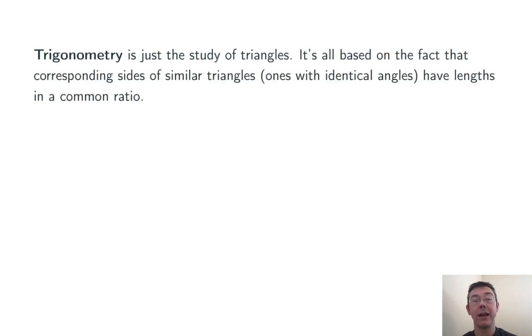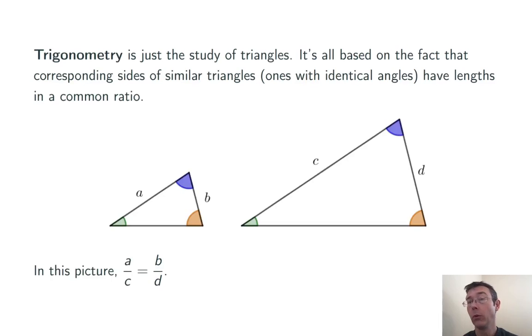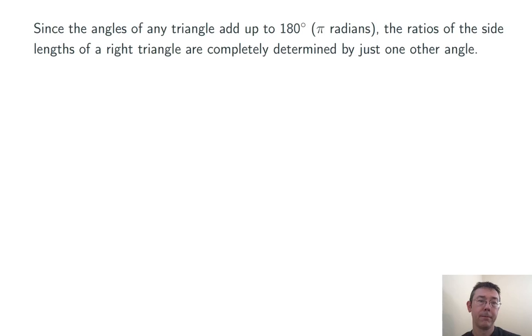And it's all based on the fact that the corresponding sides of similar triangles, that is, triangles that have identical angles, have lengths in a common ratio. That's all a lot clearer when we have a picture. So, here are a couple of similar triangles. Corresponding angles are colored identically. With the sides as labeled, A over C equals B over D. Or, to say it slightly differently, A over B equals C over D. So the corresponding sides in the left triangle have the same ratio as the corresponding sides on the triangle on the right there. Of course, the angles of any triangle have to add up to 180 degrees, or pi radians.